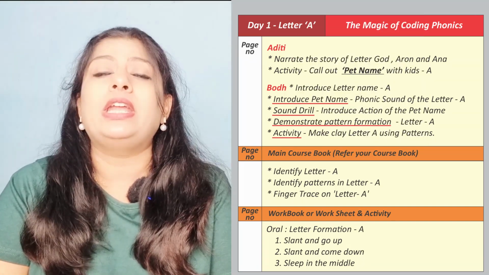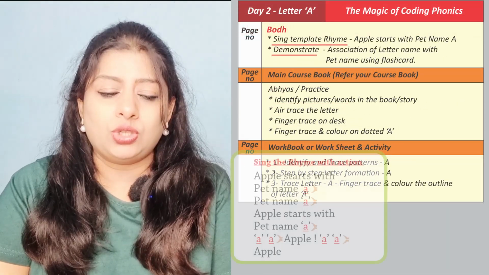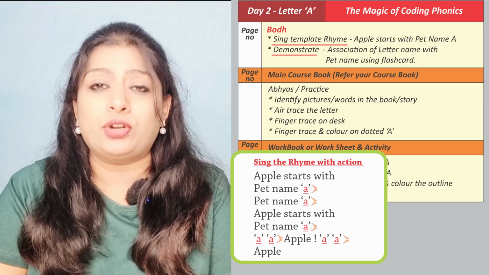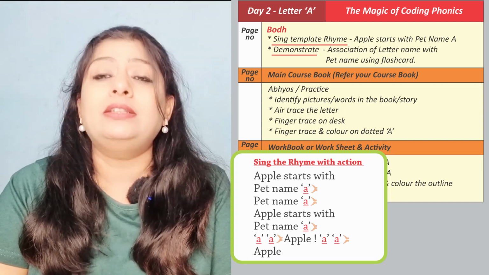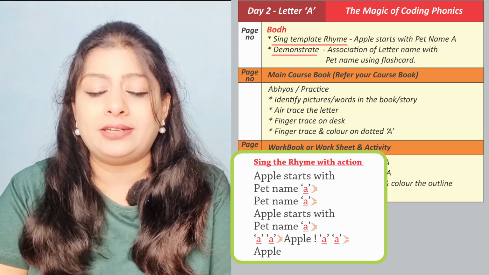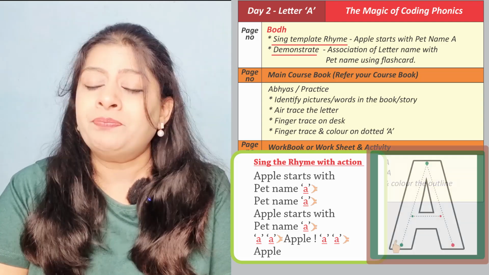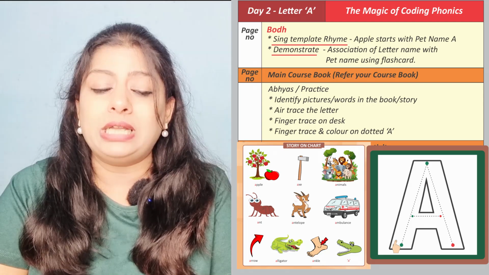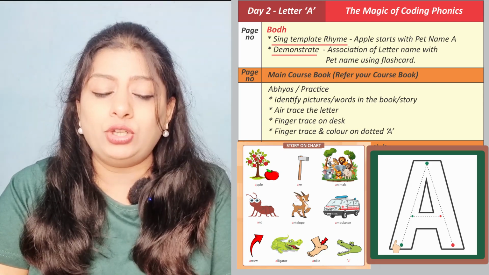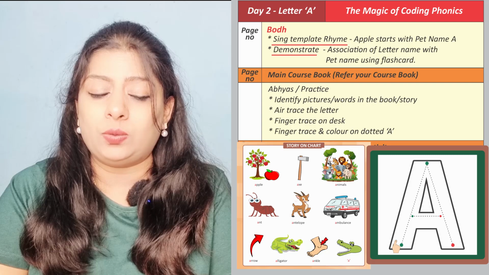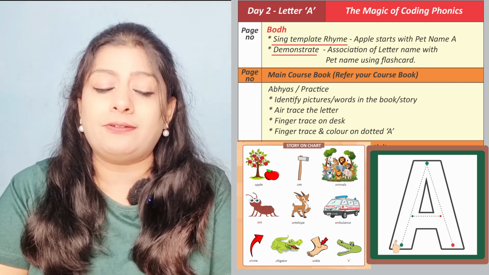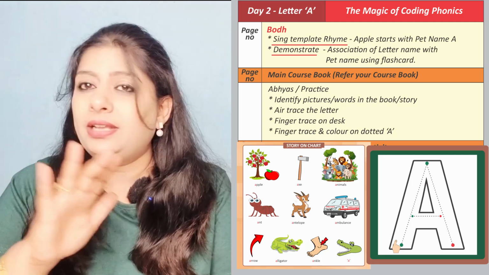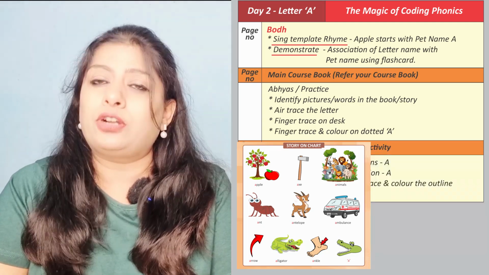Now let's see what we are doing on day 2. We are singing the template rhyme which starts with pet names. I hope you remember the template rhyme. Then demonstrate the association of the letter name with the pet name using a flashcard. And in your main book or textbook, you must be able to do the Abhyas or practice part. For that, you will have to identify pictures or words in the word bank. You should air trace the letter, finger trace on the desk, finger trace and color on the dots in the box below, in any of the activity parts of your main book.